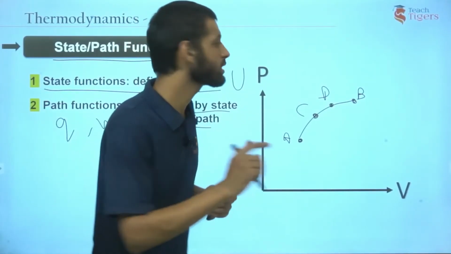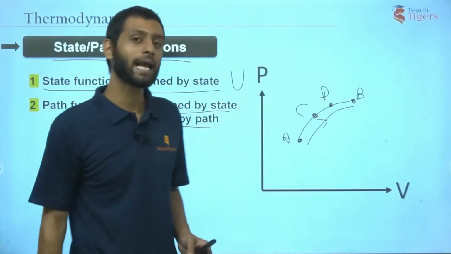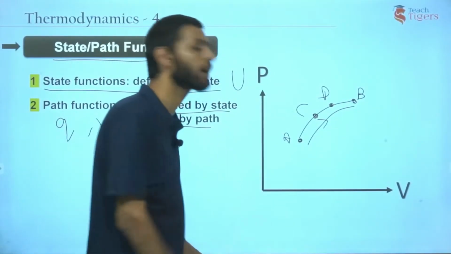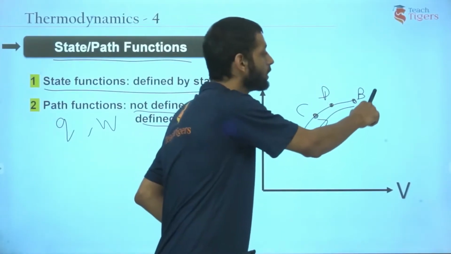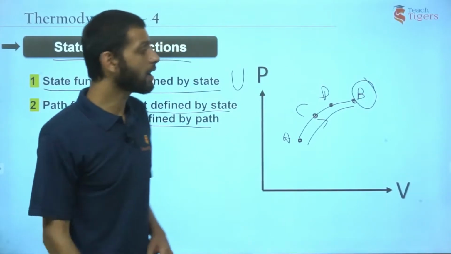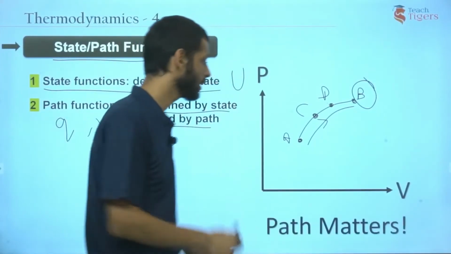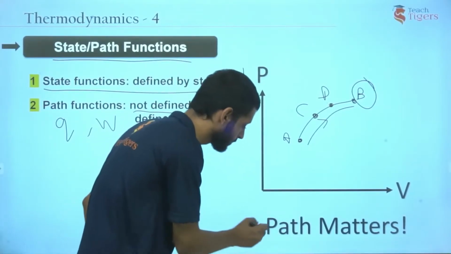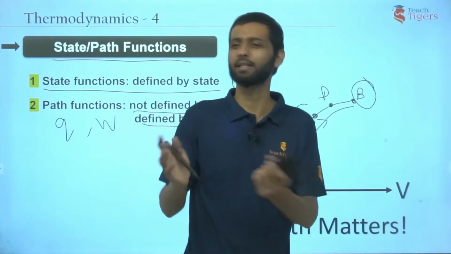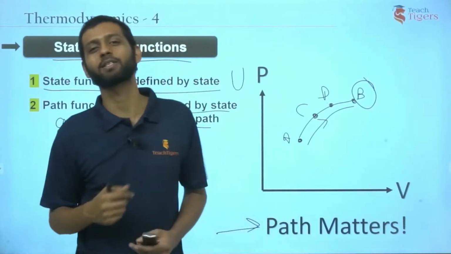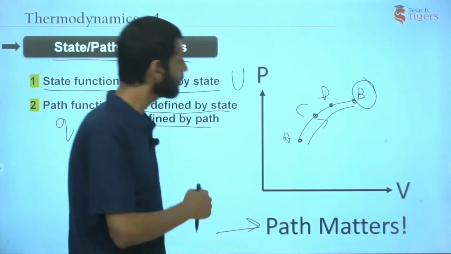However, path functions are only defined for the entire path. I can't talk about heat of A, I can't talk about heat of C, I can't talk about heat of D, I can't talk about heat of B, because heat and work are path variables and path matters. Path matters a lot in thermodynamics. You will soon come to realize that different paths have different properties. We are going to talk about types of processes today. As a result, path matters.